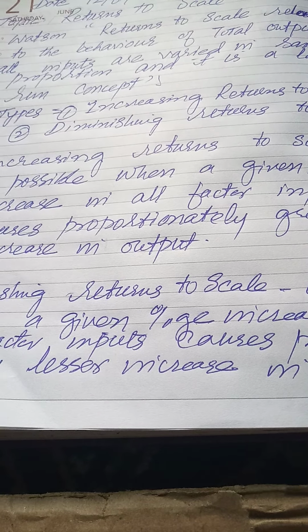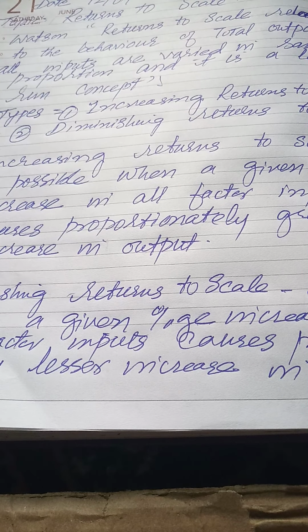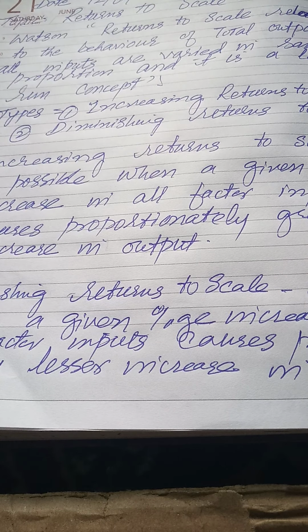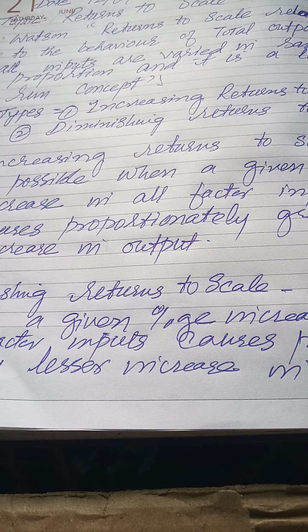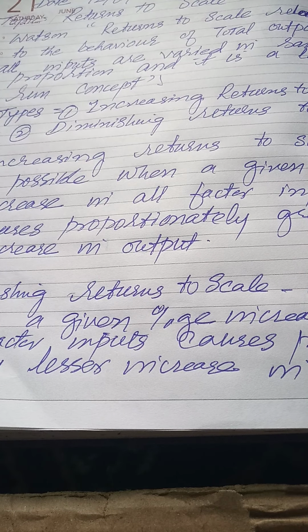There are two types of returns to scale: increasing returns to scale and diminishing returns to scale. Increasing returns to scale is possible only when a given percentage increase in all factor inputs causes a proportionately greater increase in output as compared to the use of inputs. It is stated as increasing returns to scale.